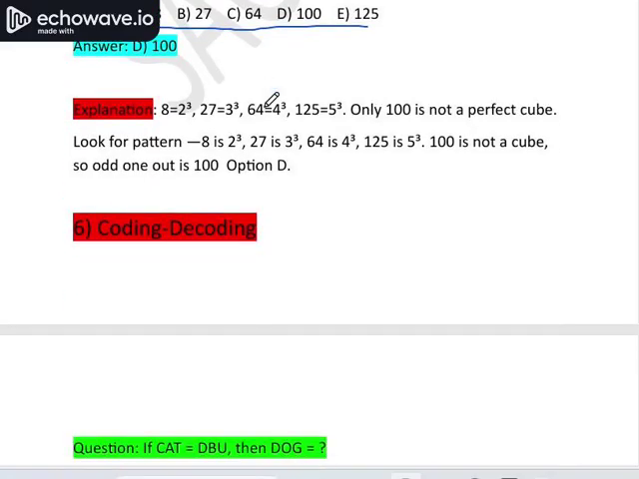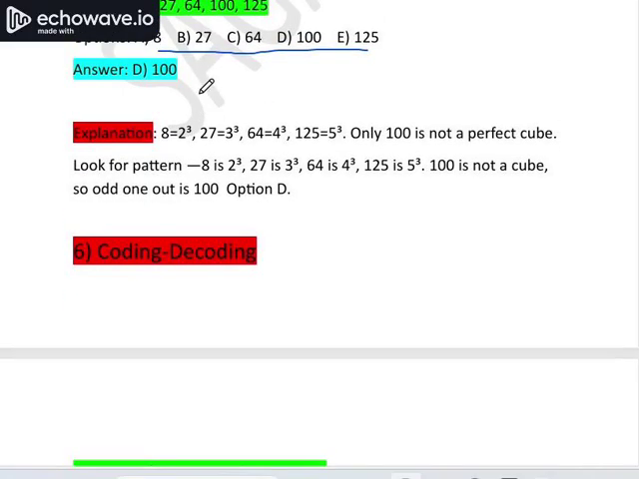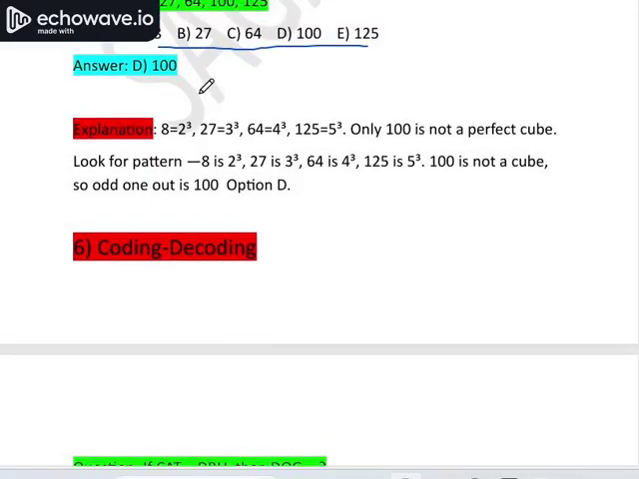Let me check what these numbers are. If we see clearly, 8 is what? 8 is 2 cubed. 2 cubed is equal to 8. Similarly, 3 cubed equals 27. Likewise, 4 cubed equals 64. Again, 5 cubed equals 125.